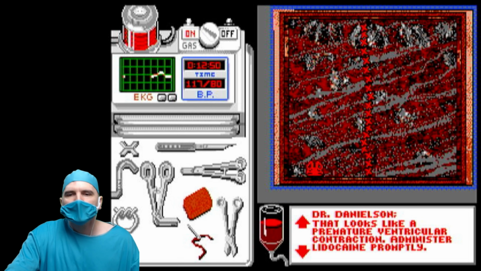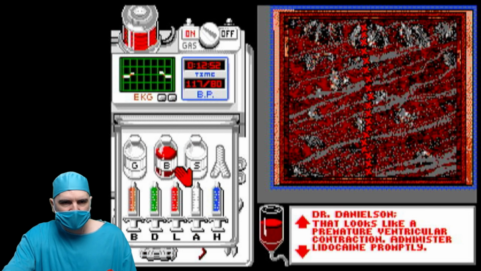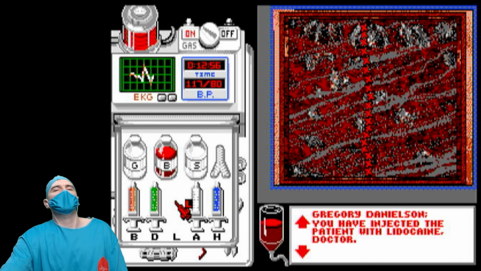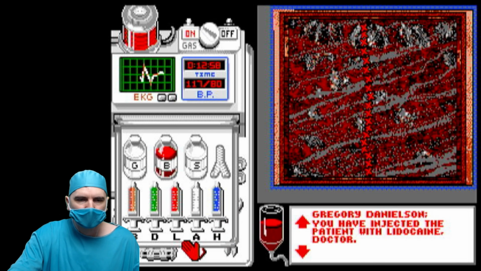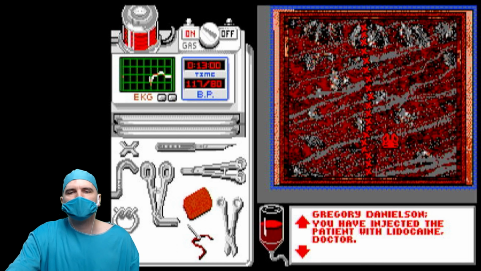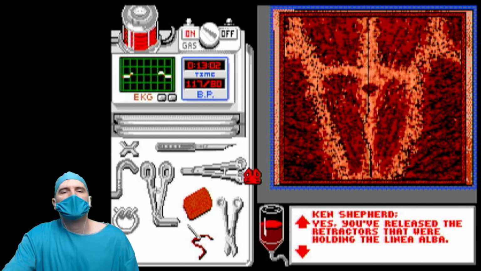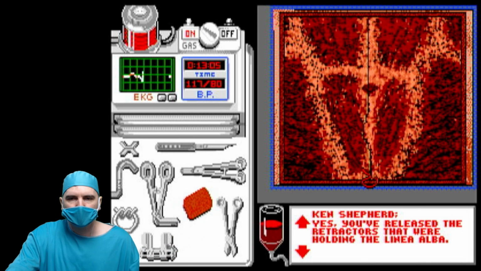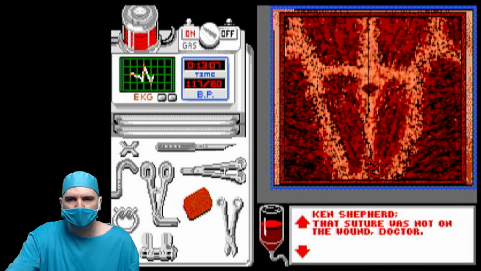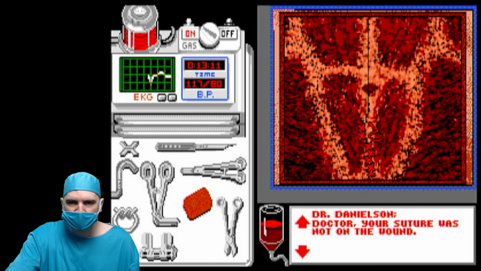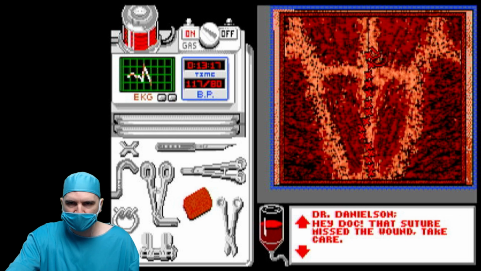That looks like a premature ventricular contraction. Yes, lidocaine. Administer lidocaine promptly. Just hang in there. You have injected the patient with lidocaine. We're nearly done. Doctor. There's a drawer. Use the retractor. You've released the retractors that were holding the linea alba. Go back one more. Repeat the linear process. And this is where your wavy lines could be a problem. But if you keep it nice and straight, there shouldn't be any problems. Hey Doc. That suture missed the wound. To lose a patient now would be devastating. Take care. So close to the end.